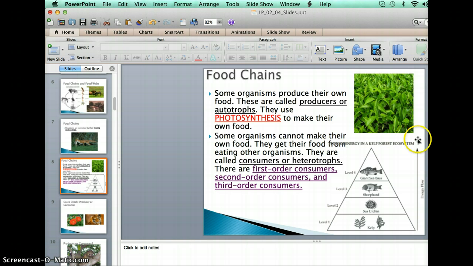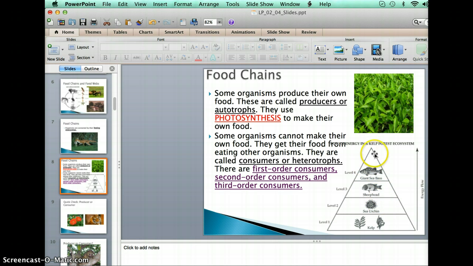Let's say we're looking at this food pyramid, which is another way of showing a food chain. The kelp on the bottom is a plant, so that's a producer. But these three organisms here don't produce their own food, so they're consumers. We can split them up by what's closest to the kelp. The sea urchin eats the kelp directly, so we call it a first-order consumer. The sheephead would be the second-order consumer, and it eats the sea urchin. And then the giant sea bass is the third-order consumer, and it eats the sheephead.